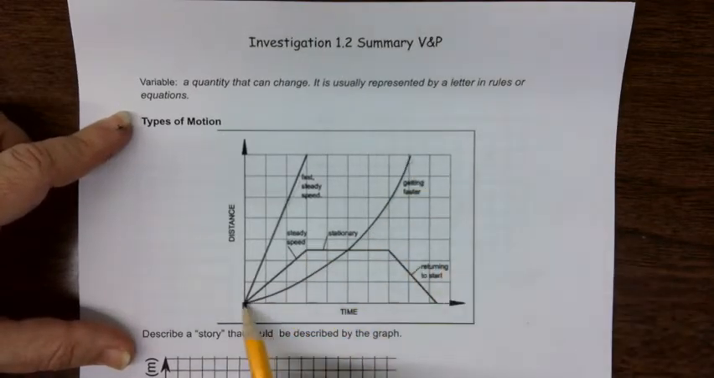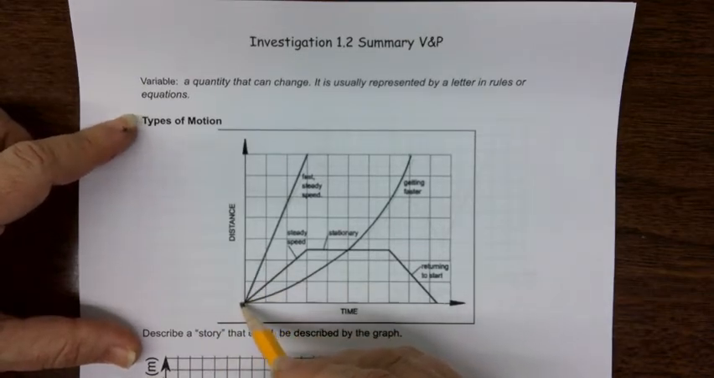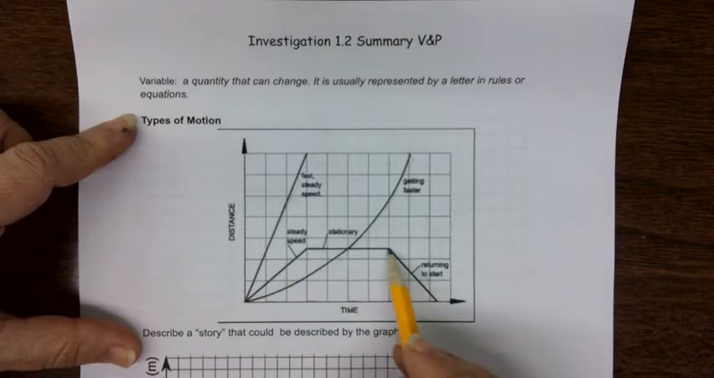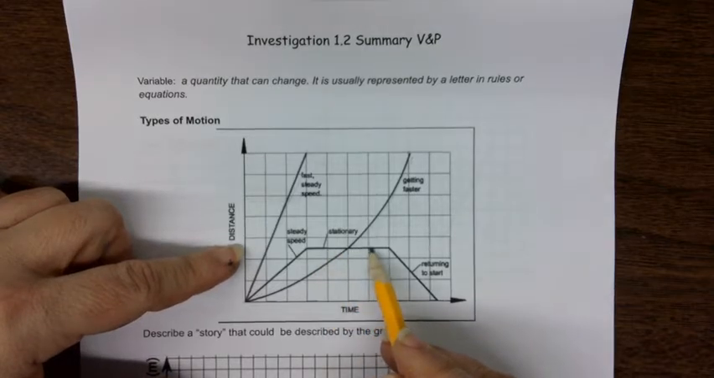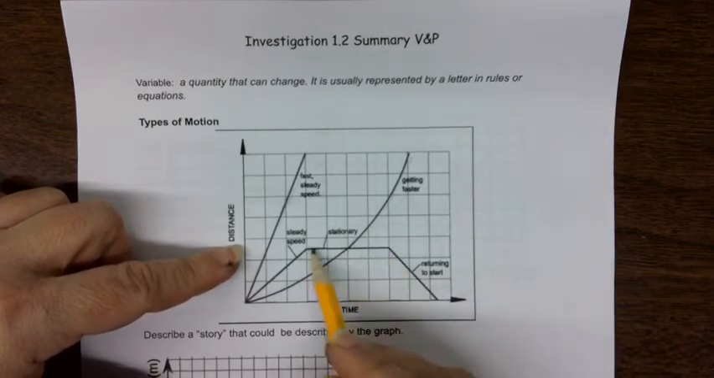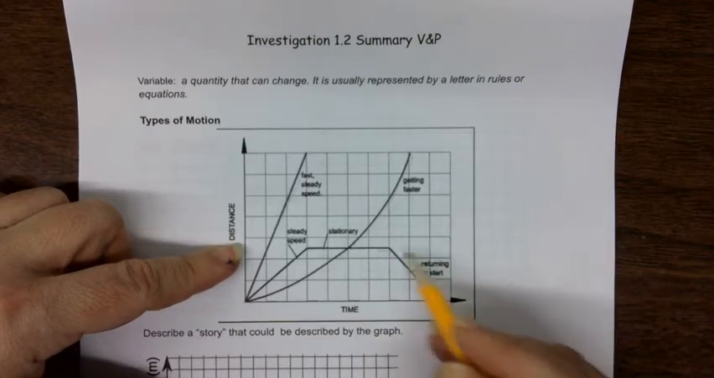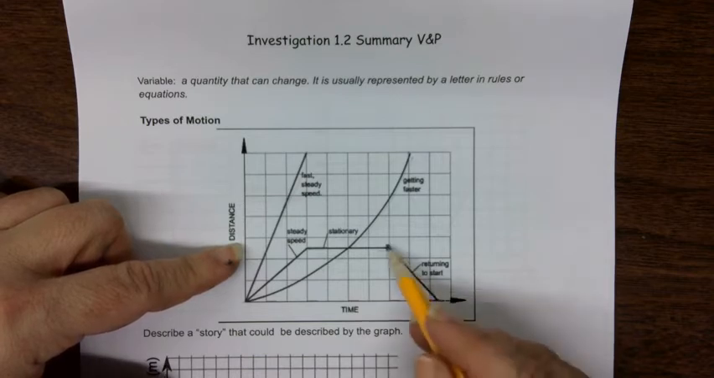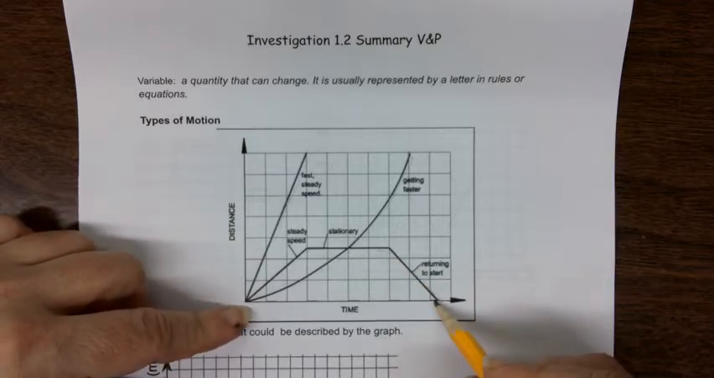Now again, as my time continues, we're talking about distance. So here I'm going at a steady speed. As soon as I plateau here or I go flat, if you notice my distance isn't changing, but time keeps on going. Therefore that means I'm stationary. I've stopped. In this case, I am now returning to where I started at a steady pace. As I go down, I'm not going down a hill, I'm going back. My distance is decreasing, so I'm going back to where I started.